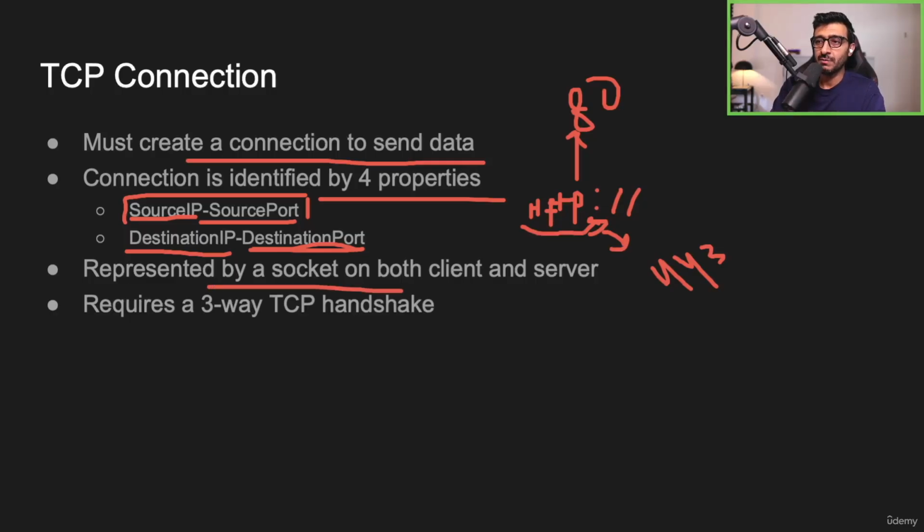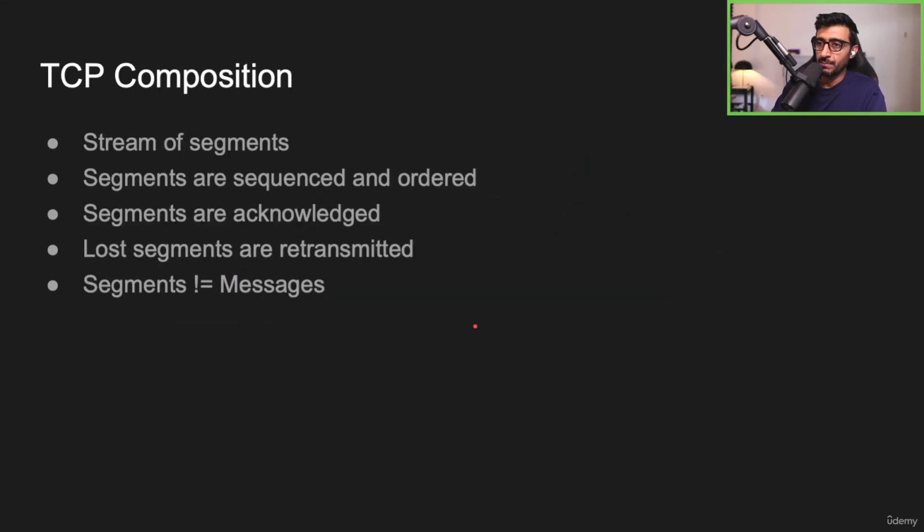And this is represented by a socket. And we're going to have a socket in the client side and a socket in the server side. We kind of talked about that, right? And in order to do the connection, we need to do the 3-way handshake. So let's talk about that. We're going to talk about the three-way handshake in a minute. But before we do that, the TCP composition, what is inside it?